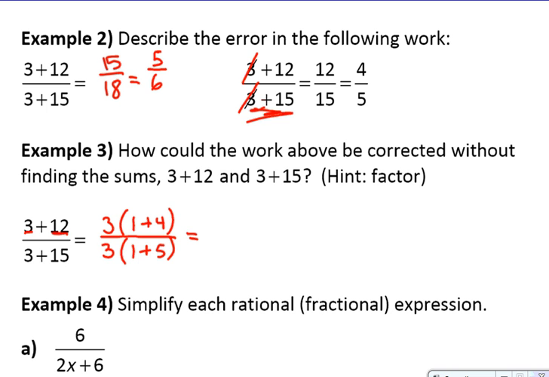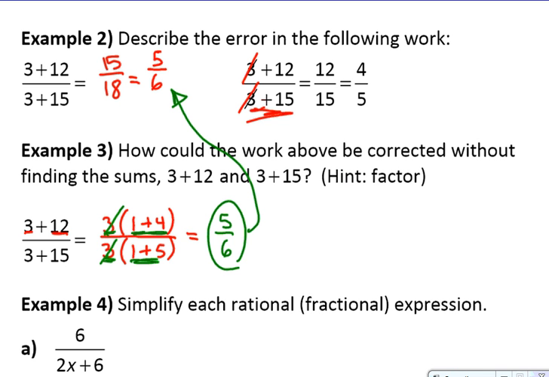Okay, now you can see I have a product. So that means that 3 is a factor and 1 plus 4 is a factor. So since these are factors, I can cancel. And my answer then is 1 plus 4, which is 5, over 1 plus 5, which is 6. And you can see that that does indeed match what we knew it should be to begin with. So just a little exercise there to show you.